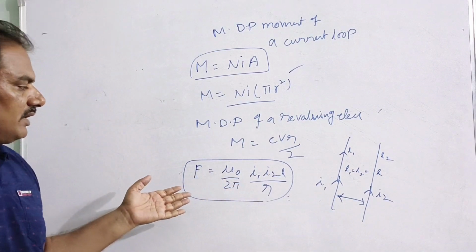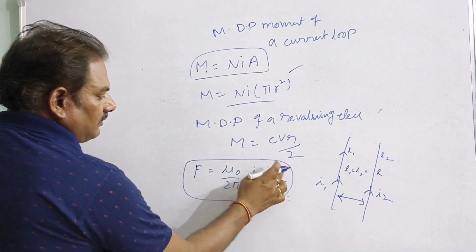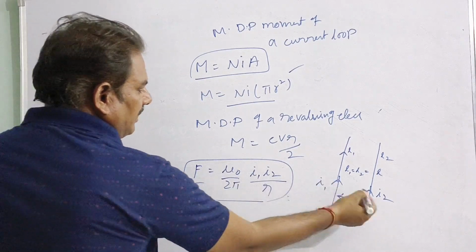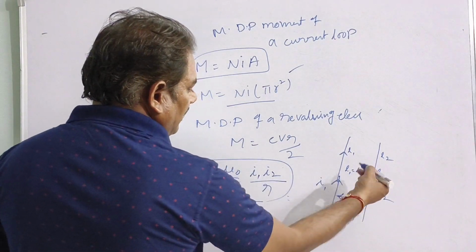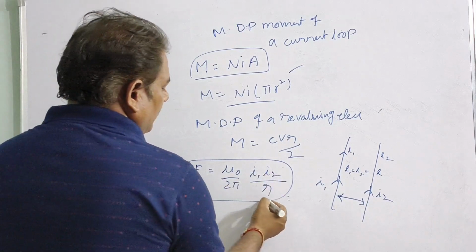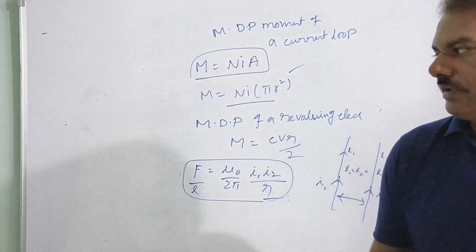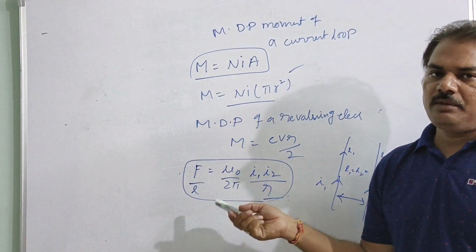The force per unit length. Force per unit length between 2 parallel current carrying conductors, F by L is equal to mu naught I1 I2 by 2 pi R.